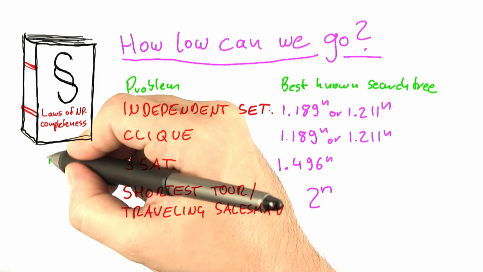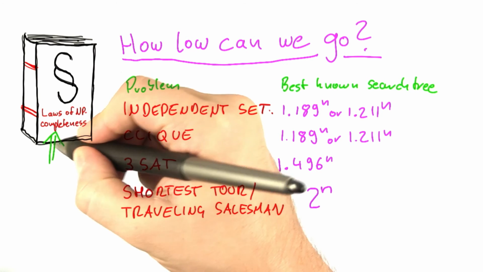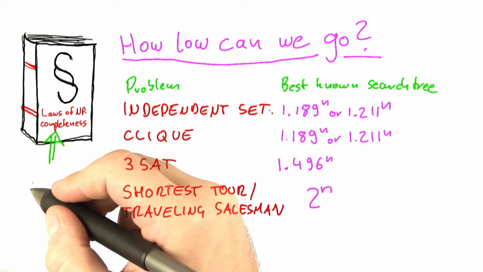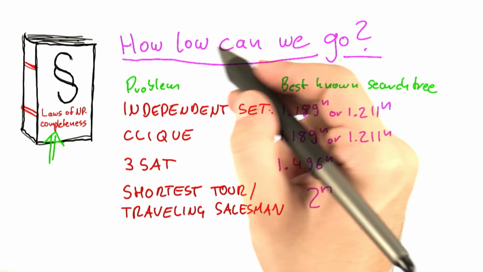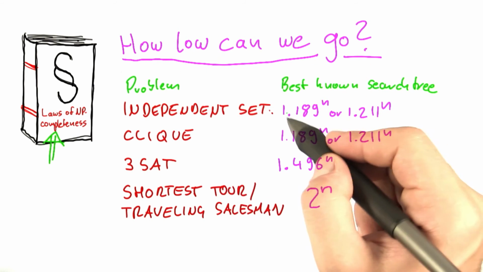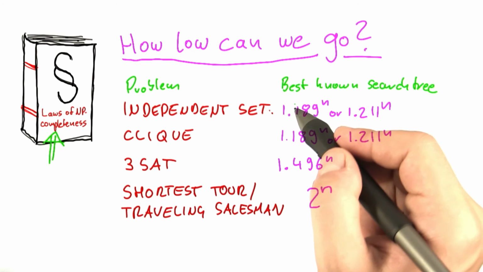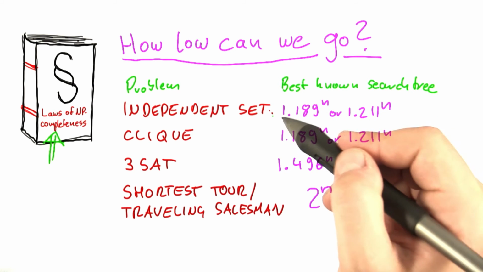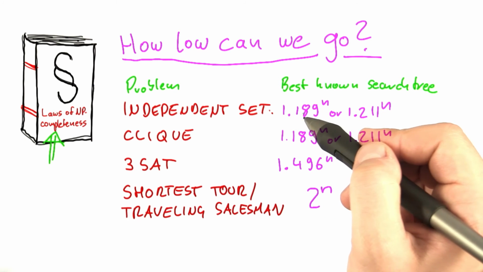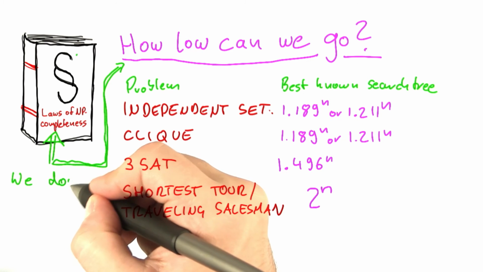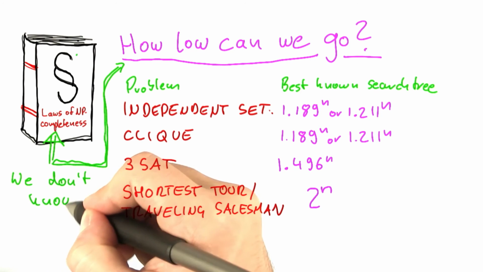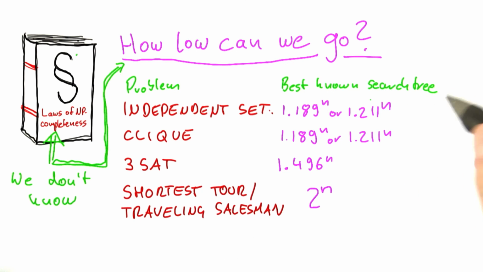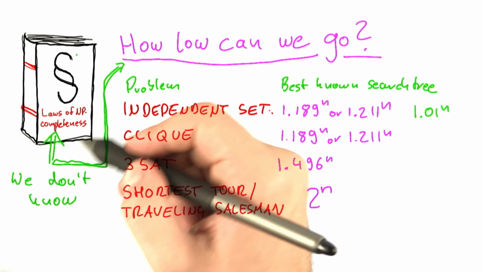By the way, in case you're wondering, do the laws of NP completeness, as far as we know them, say anything about how low the exponent can go? So really put a limit on the space here. Say, for example, unless P equals NP, there's no algorithm for independent set with a search tree that is smaller than 1.1 to the power of n or something like that. And the answer here is, we don't know. So it might be that you can solve independent set, for example, with an algorithm with 1.01 to the power of n as your search tree size. Nothing in the laws of NP completeness would speak against that.